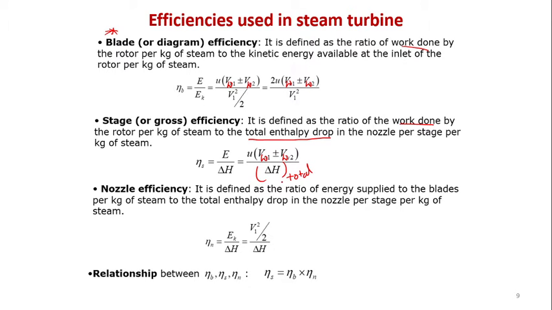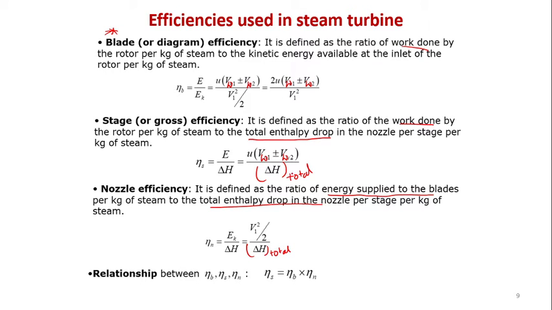Okay, total enthalpy drop in the nozzle per stage per kg of steam. Next, coming to nozzle efficiency. What is nozzle efficiency? It is defined as the ratio of energy supplied to the blades to the total enthalpy drop in the nozzle. So that is what we can see here: energy supplied is V1 square by 2, divided by total enthalpy drop.